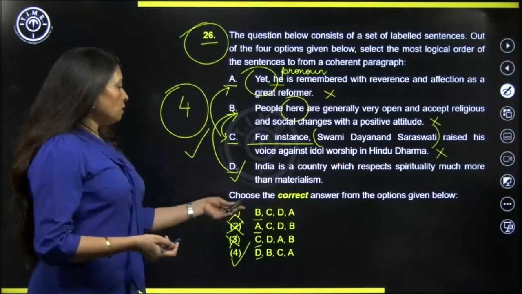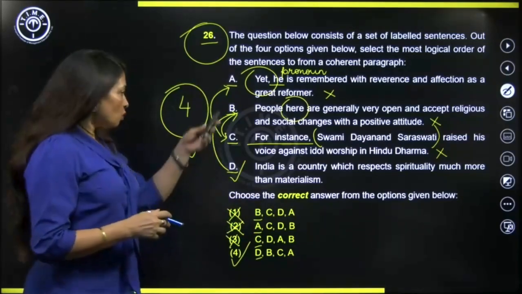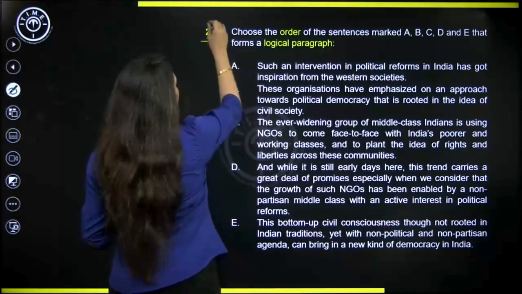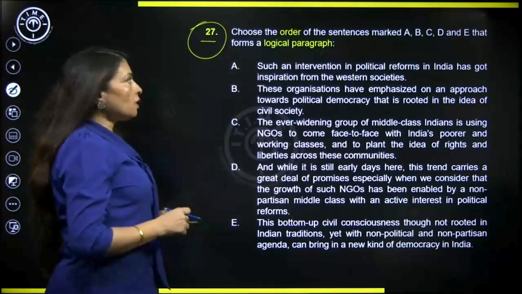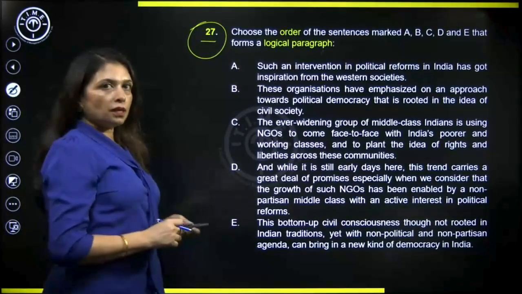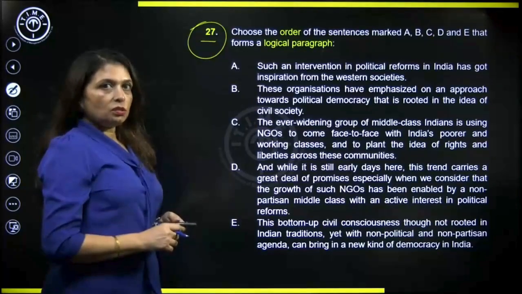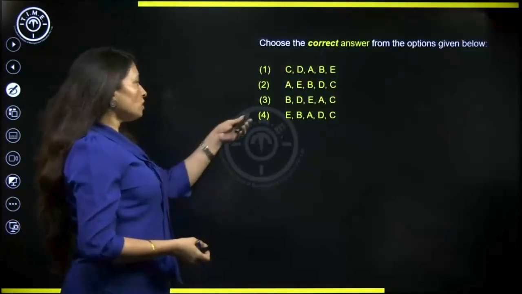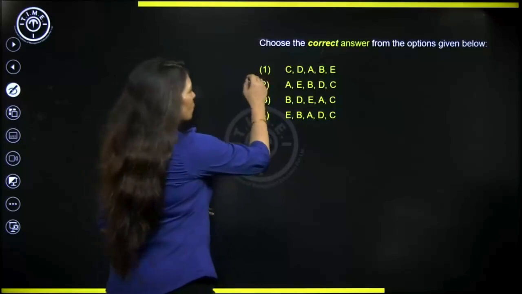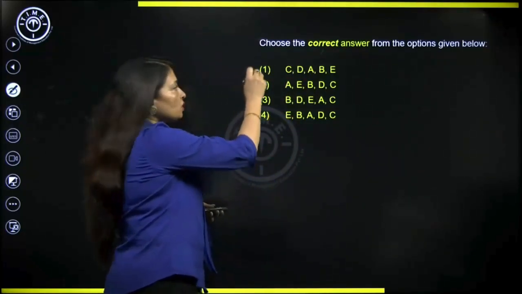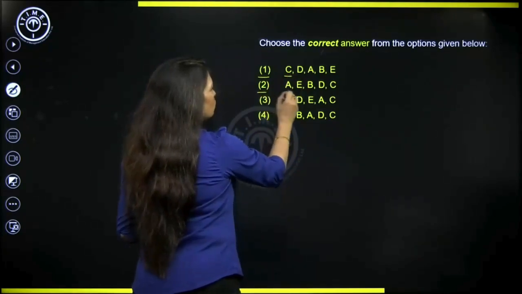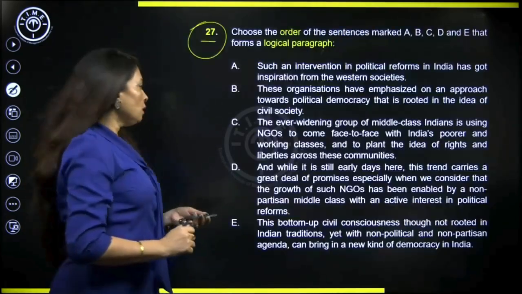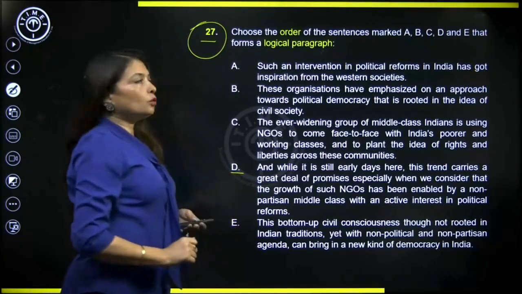Okay, so we have D, B, C, A as the meaningful sequence of these jumbled sentences, and it's given to us in choice 4. So the next one now is 27. Choose the order of the sentences marked A, B, C, D and E that forms a logical paragraph. So, even this is a para jumbled question, but the number of sentences given here has increased from 4 to 5, and of course, even here we have options. So, we need to take a look at the letters with which each option begins. 1 begins with C, 2 with A, 3 with B and 4 with E. So, we will take a look at A, B, C and E, and of course, give D a go.